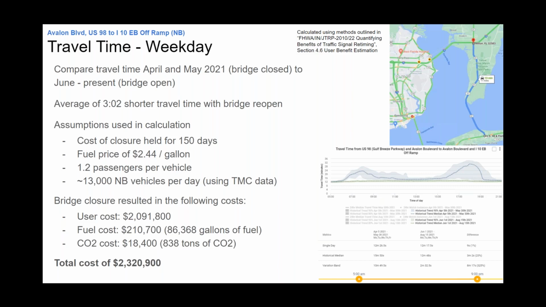But then when you contextualize that across 13,000 vehicles with approximately 1.2 pedestrians or passengers in each vehicle and the price of gas for an extended period of time, about 150 days, with this increased travel time, you can add up the direct cost to the public. In this case, the cost was actually around 2.3 million that was impacted by this. So that's a real substantial amount.